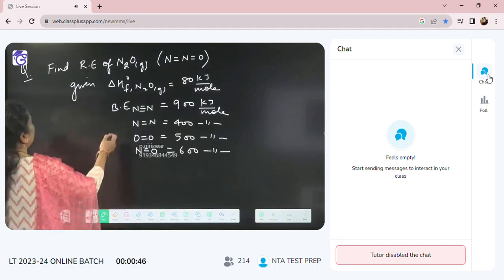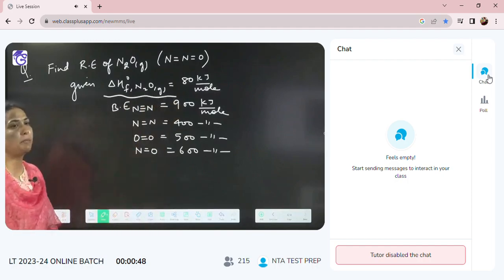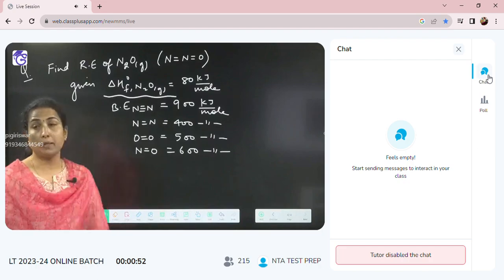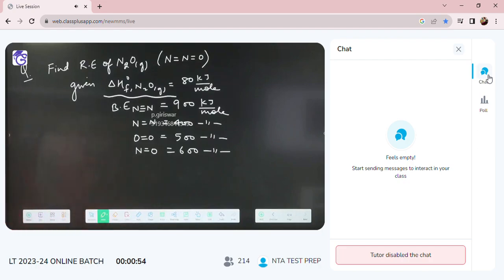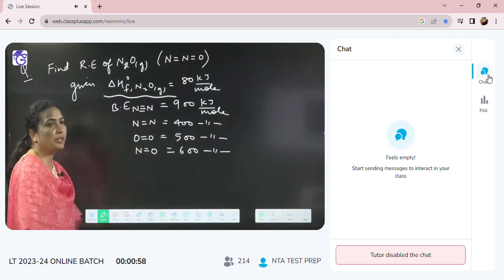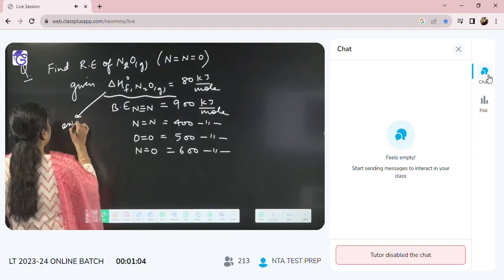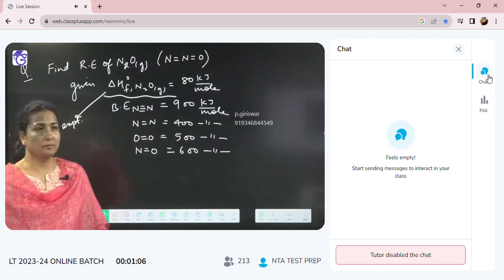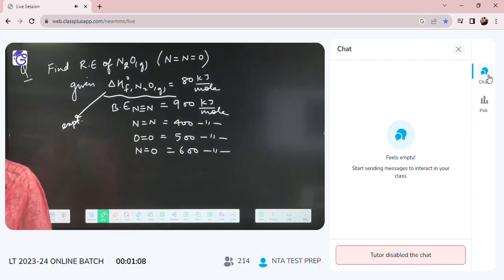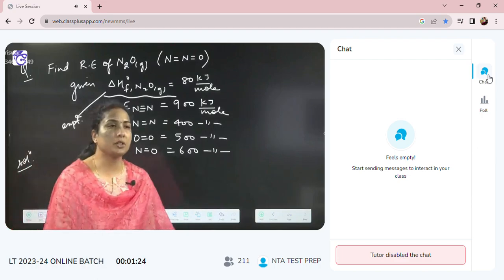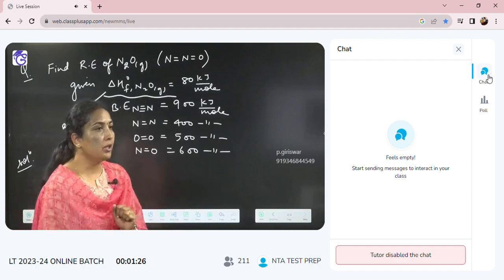Now tell me one thing, this data which is given to you in the question, is it experimental or calculated? The enthalpy of formation data which is given to you, is it experimental or calculated? Experimental. This is experimental. Now which formula should you use for calculating the resonance energy? Yes, good. We should use enthalpy of formation experimental minus enthalpy of formation calculated.